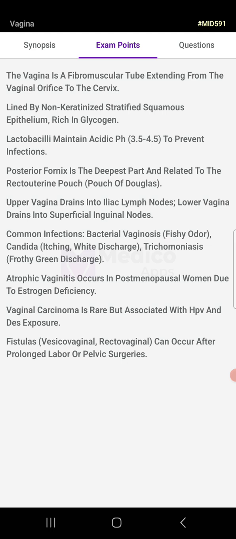Upper vagina drains into the iliac lymph nodes. Lower vagina drains into the superficial inguinal nodes. Common infections: bacterial vaginosis, pityriasis, Candida, itching, white discharge, trichomoniasis, frothy green discharge.